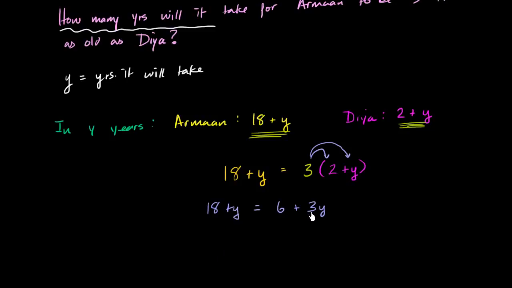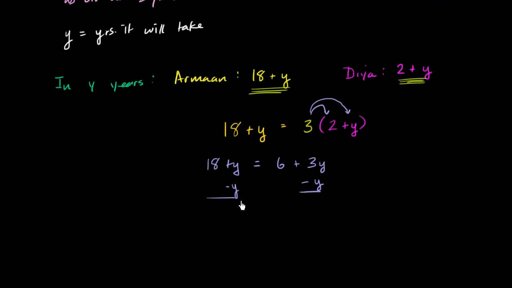So we have a 3y over here. We have more y's on the right-hand side than the left-hand side. So let's get rid of the y's on the left-hand side. You could do it either way, but you'd end up with negative numbers. So let's subtract a y from each side. And we are left with on the left-hand side, 18. And on the right-hand side, you have 6 plus 3y's. You take away one of those y's, you're going to be left with 2y's.